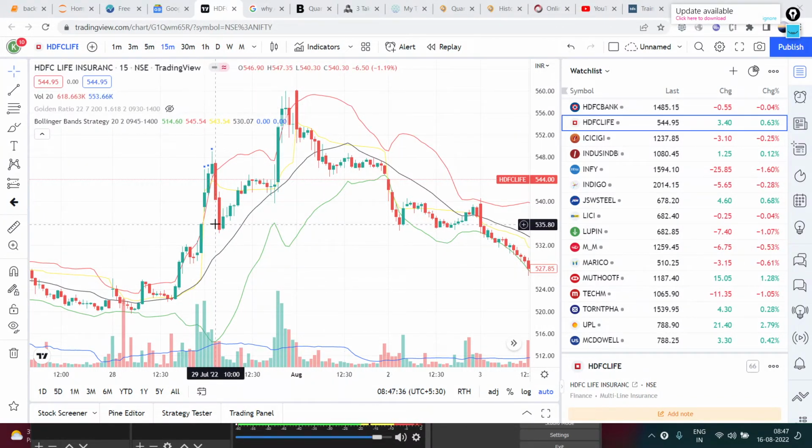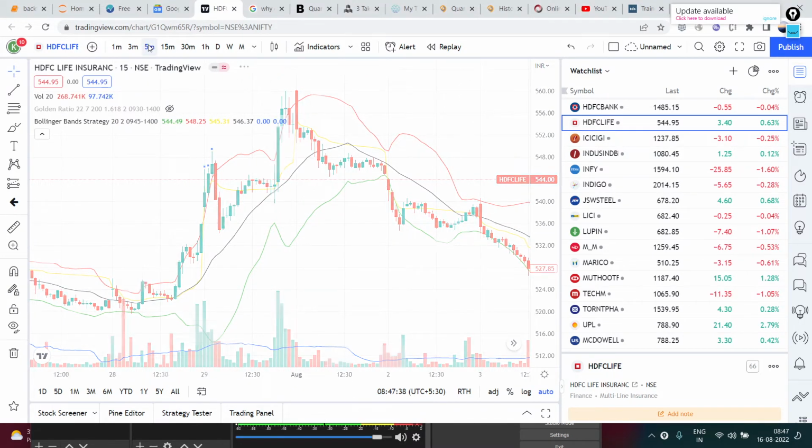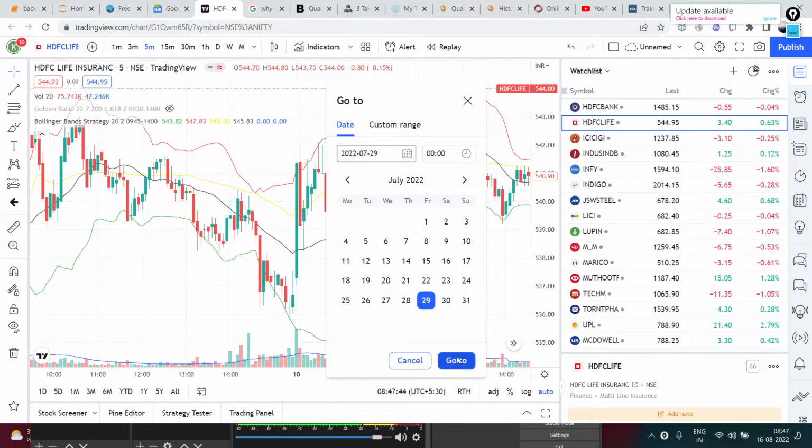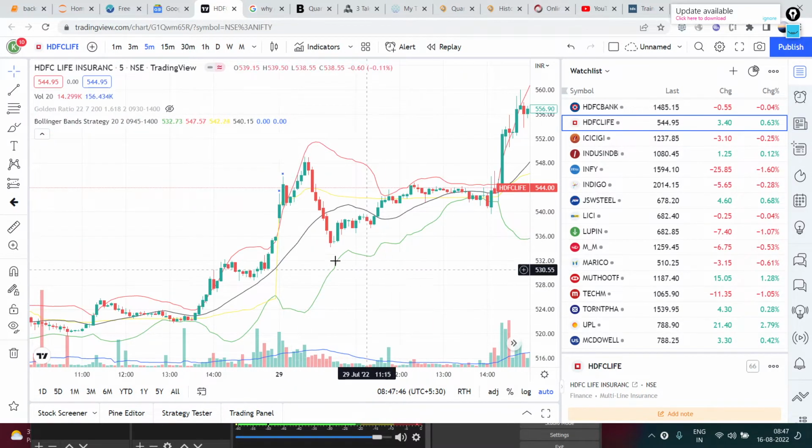So this is on the 29th July. We'll go and check the 29th July on the 5-minute time frame. Yeah, same. So here also the signal was generated, and if you see, these candles are outside.